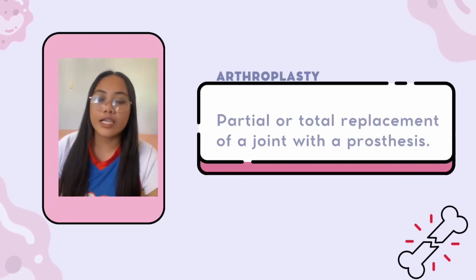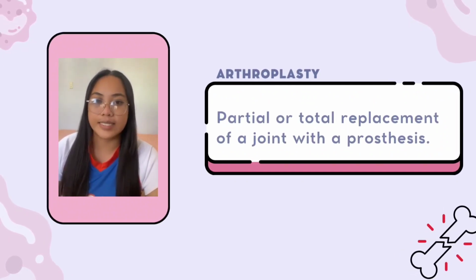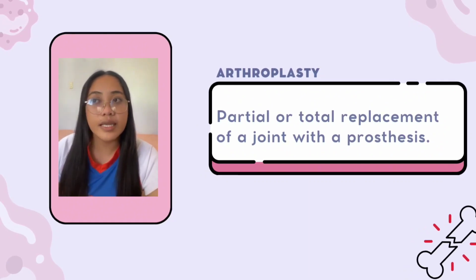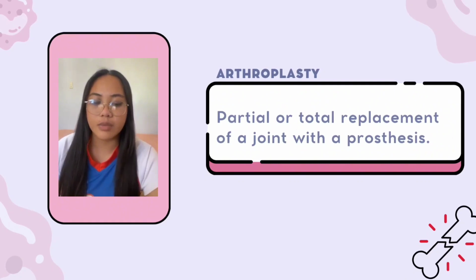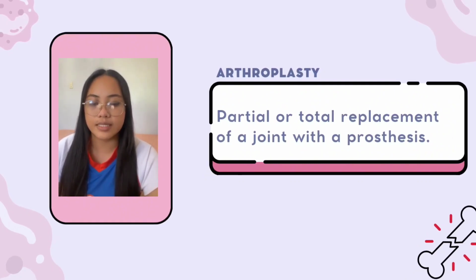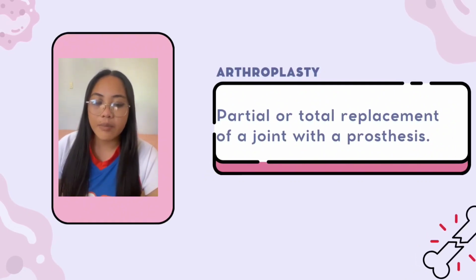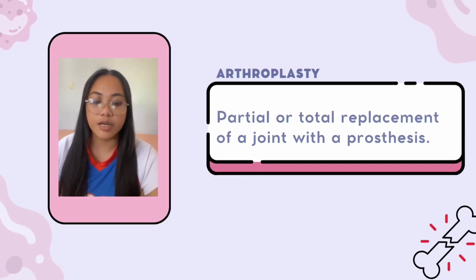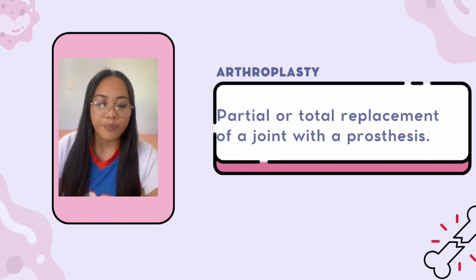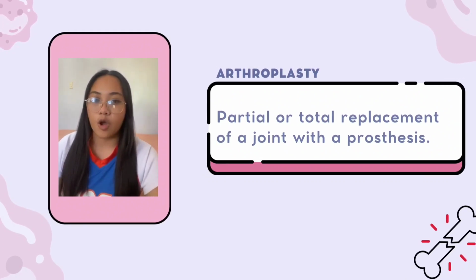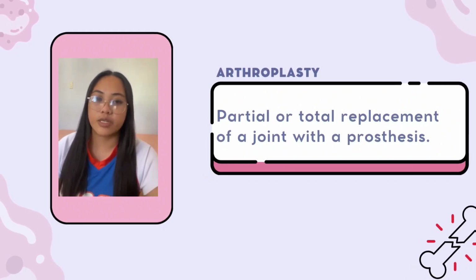So next one here is the arthroplasty. When we say arthroplasty, it is a partial or total replacement of a joint with a prosthesis. Here, the damaged cartilage or bone is removed from your joint and replaced with prosthetic components made of metal, plastic, or ceramic. So that is for the arthroplasty.